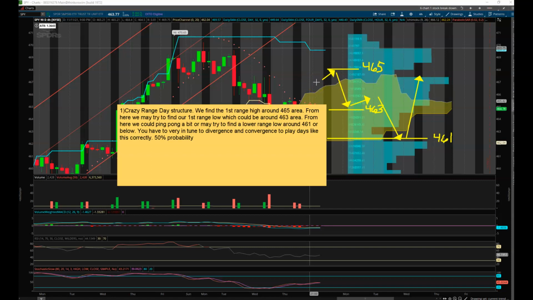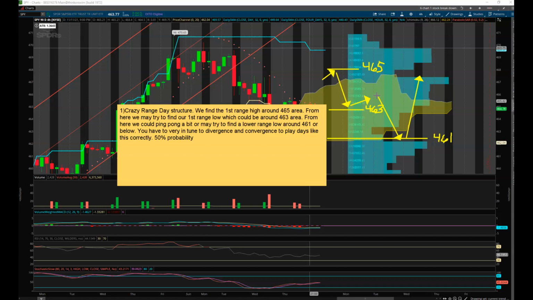All right. On the range day, I'm going to call a crazy range day structure. The biggest probability of how I see things happening today is that we come off the opening and we establish a resistance area around 465. Once we bump into resistance there, look at your indicators for divergence. If we diverge, we're going to go down and probably establish the first low or range low of the day, which is probably going to be around 463. And from there, we could see some sideways chop, probably a pullback, making us think we're going to go back up. But again, watch your indicators. Convergence and divergence are key.